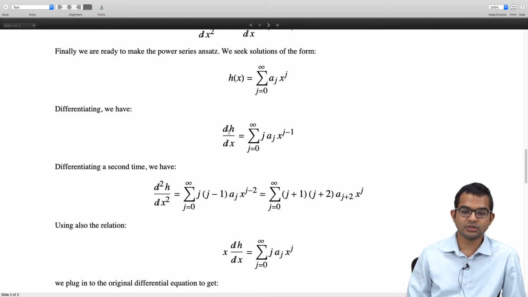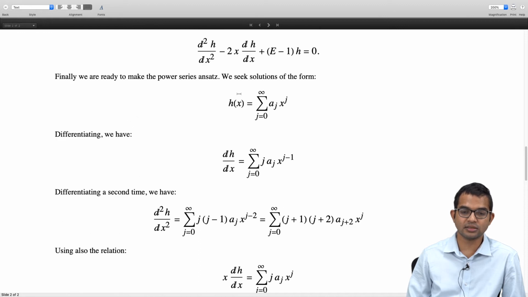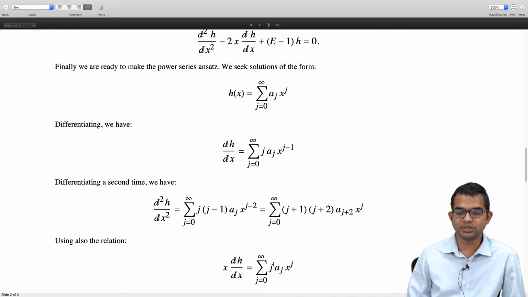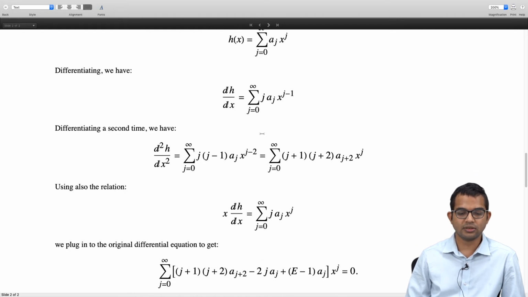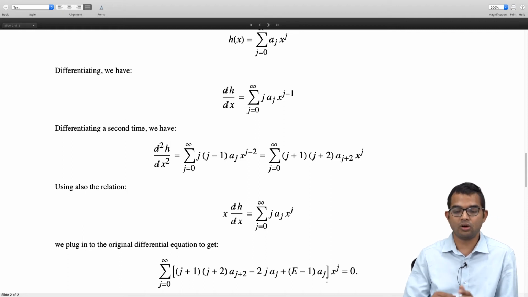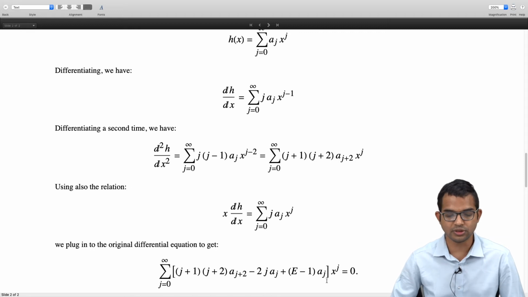And then of course, since dh by dx has this factor x in this differential equation, we can just write x times dh by dx as the summation over j times a_j times x to the j. So now we have series expressions for h of x in the second and third terms. We just plug this in, and now we have the summation over (j plus 1)(j plus 2) a_{j+2} minus 2j a_j plus (e minus 1) a_j, all of this multiplied with x to the j, equal to 0.